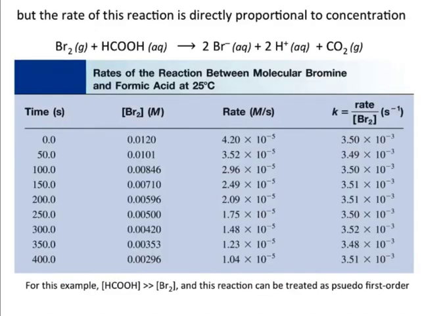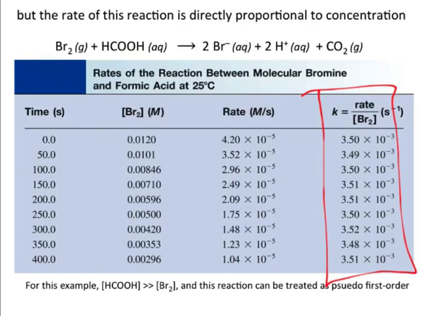Okay, but this rate of reaction, turns out it's directly proportional to concentration. In this table, we have concentrations and time plotted out, and rate also. So at some time, here's your concentration of bromine, and here's the rate of the reaction. So if you take the rate divided by the concentration of bromine, you get a constant, and that's shown in this column. These numbers are pretty much all the same.